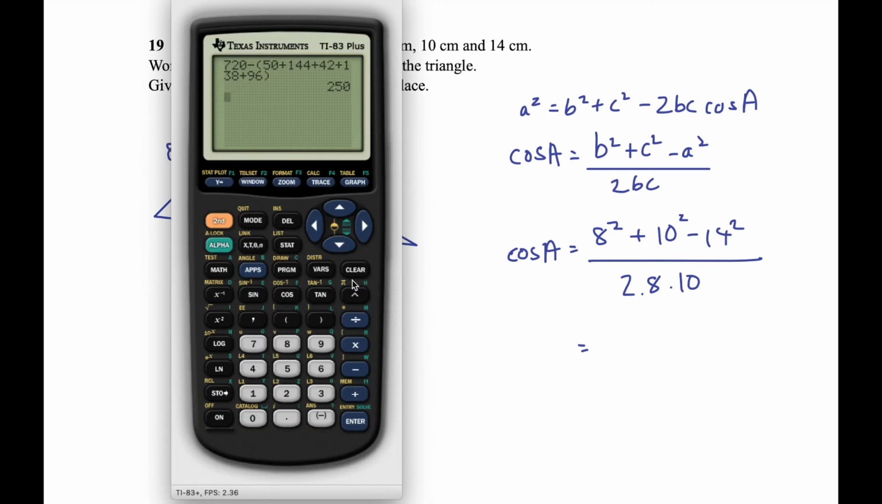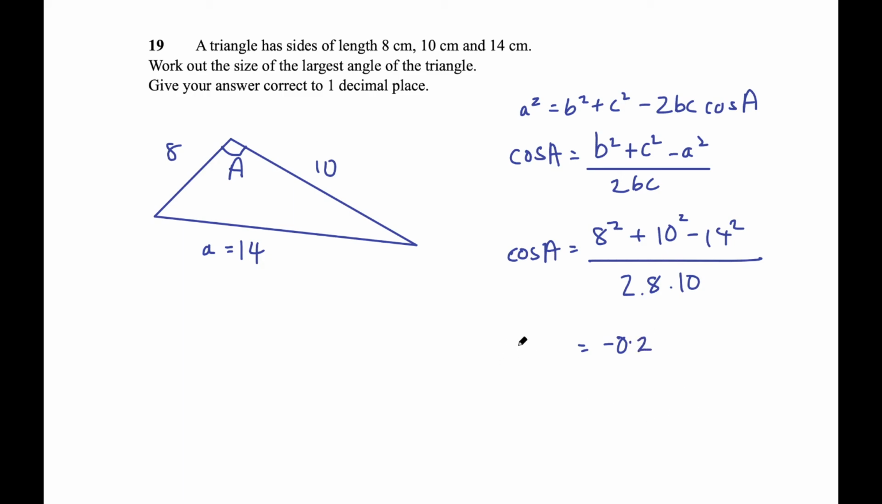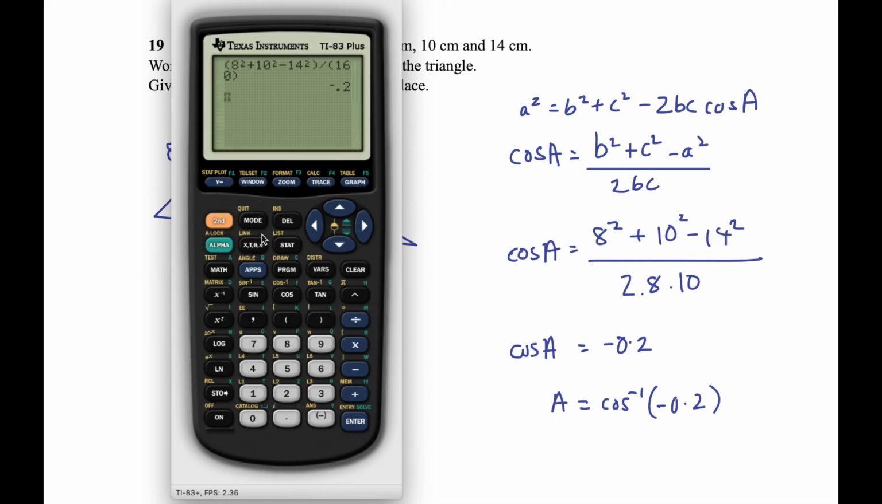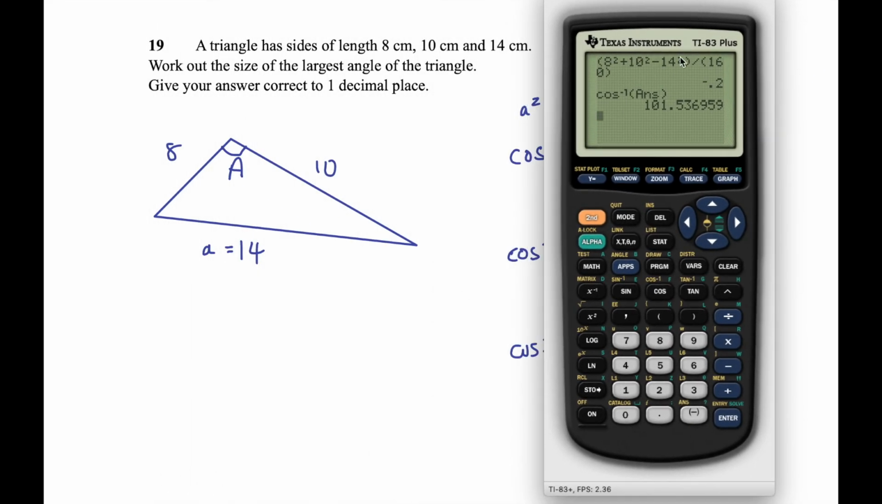Let's go ahead and plug that into a calculator. We've got on the top line 8 squared plus 10 squared, take 14 squared, and that's divided by 160, and I get negative 0.2. So that was cosine of A, and we're looking for that angle, so we need to do the inverse cosine of negative 0.2. Let's put that in now. Inverse cosine of our previous answer, and we get an answer of 101.536, and it says give your answer correct to 1 decimal place.